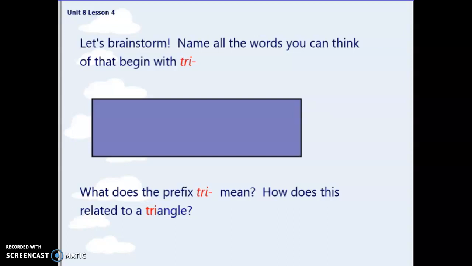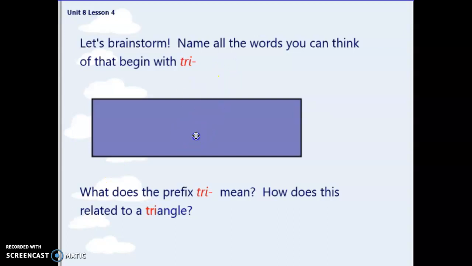Let's brainstorm. Can you name any words that you can think of that begin with the prefix tri? T-R-I. I know the first thing you think of, since this is a lesson on triangles, is triangles. Can you think of other words that begin with the prefix tri?